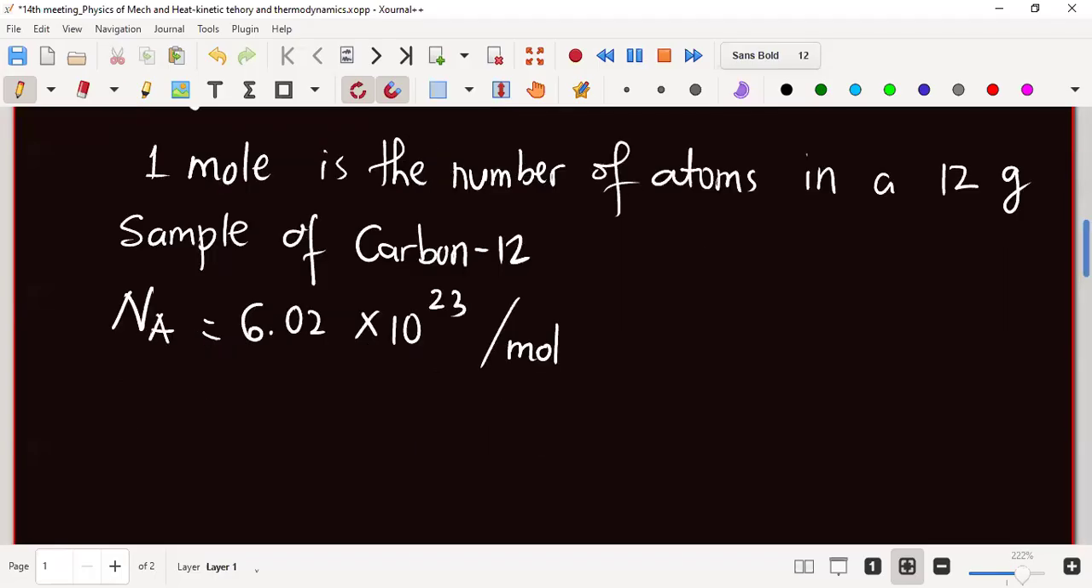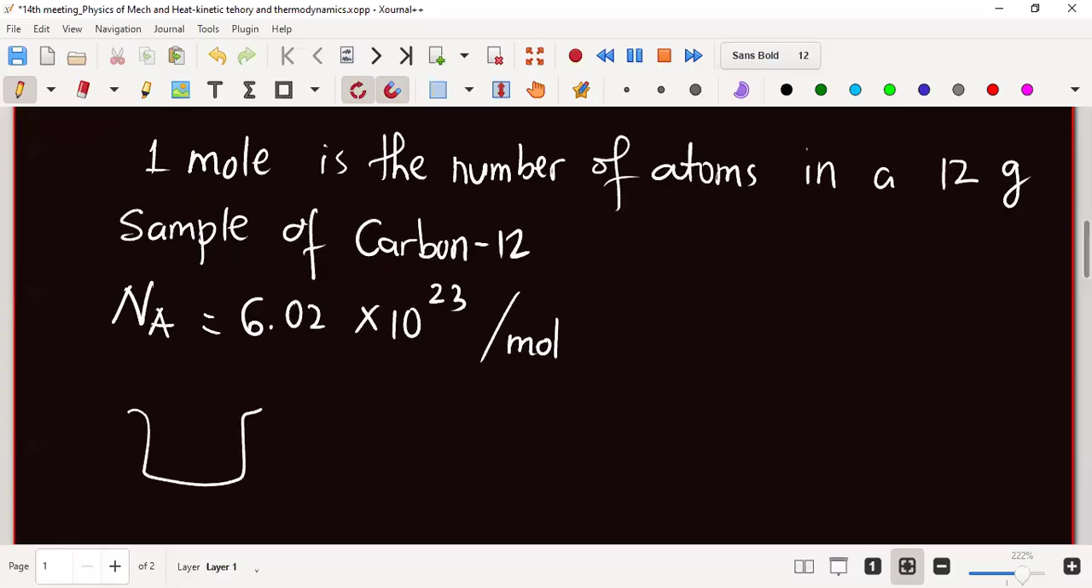It means that if we have 1 mole of molecules, for example, molecules or atoms or a combination of atoms, 1 mole, the number of molecules is 6.02 times 10 to the power 23 per mole. This is the number of Avogadro.